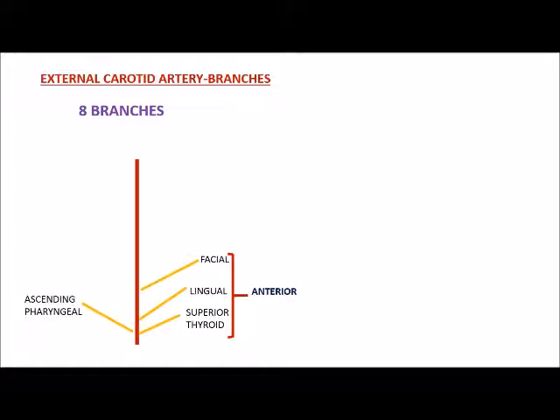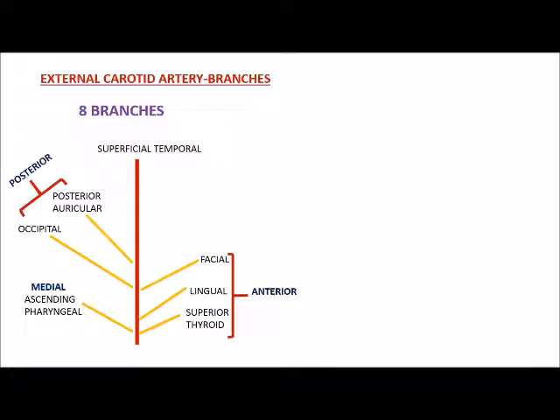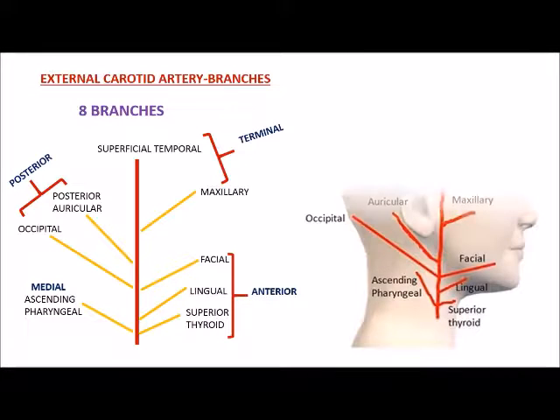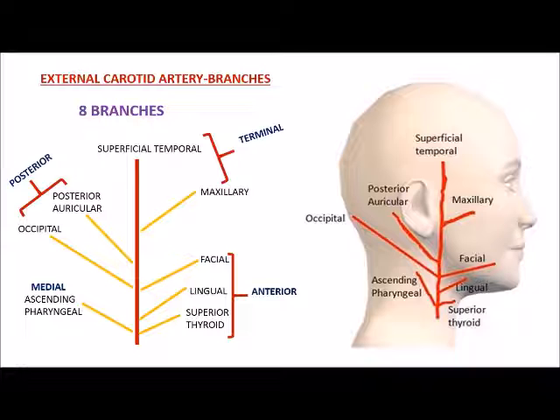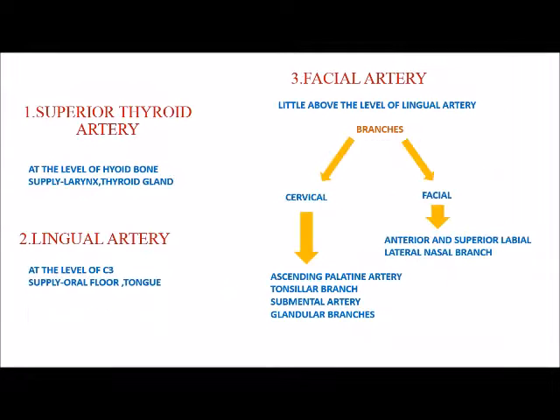Medially, ascending pharyngeal artery, posteriorly, occipital artery and posterior auricular artery, and terminally, superficial temporal and maxillary artery. They are the 8 branches of external carotid artery. Let's discuss each branch a little more.